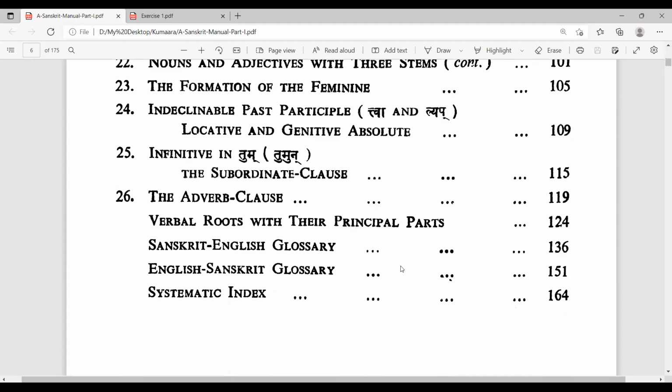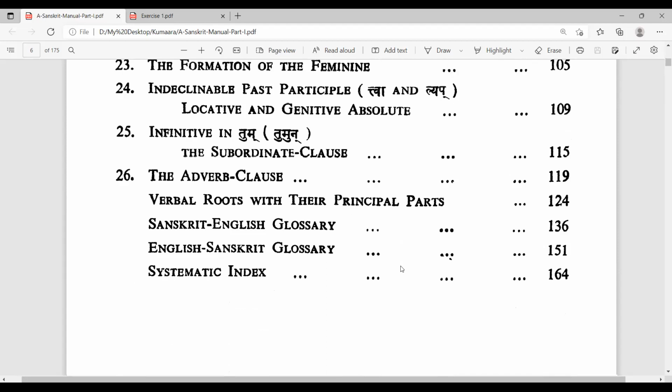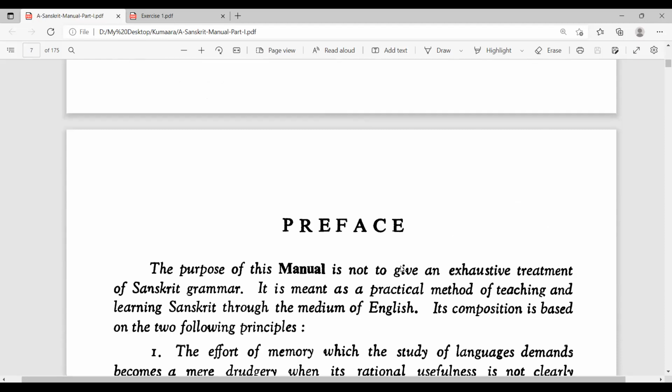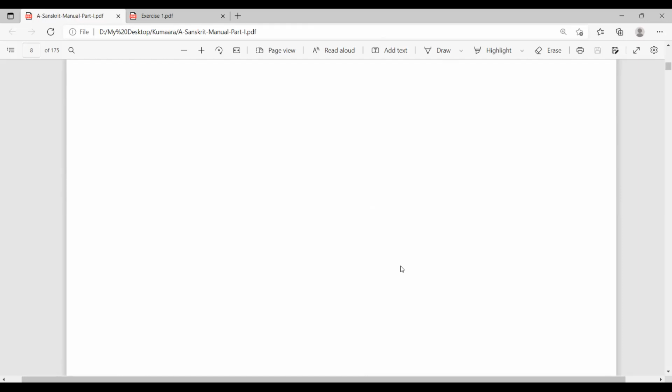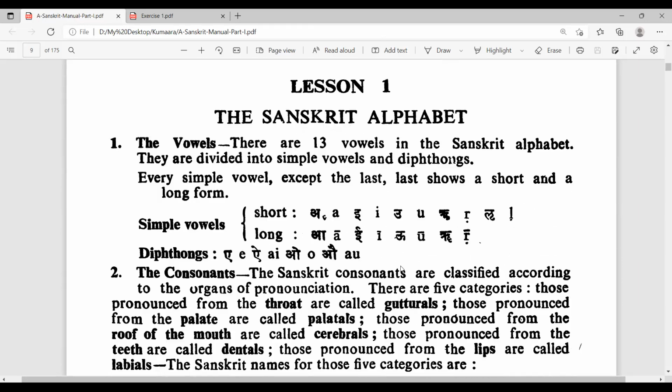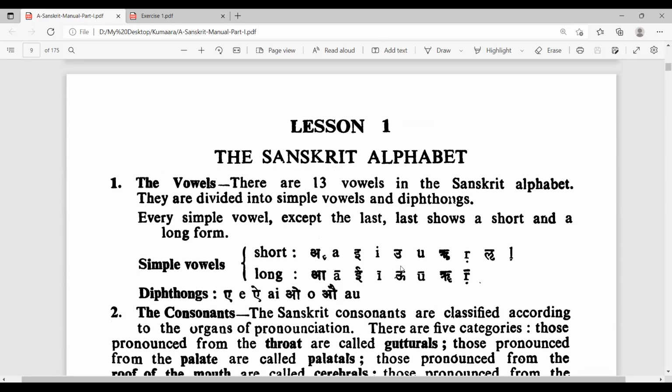At the end of the book, some vocabularies are given. It is very important. You can develop your vocabulary. So you can do some exercise daily, and we can have one class where we quickly go through this. Lesson 1. Just for the sake of covering, we will cover lesson 1.